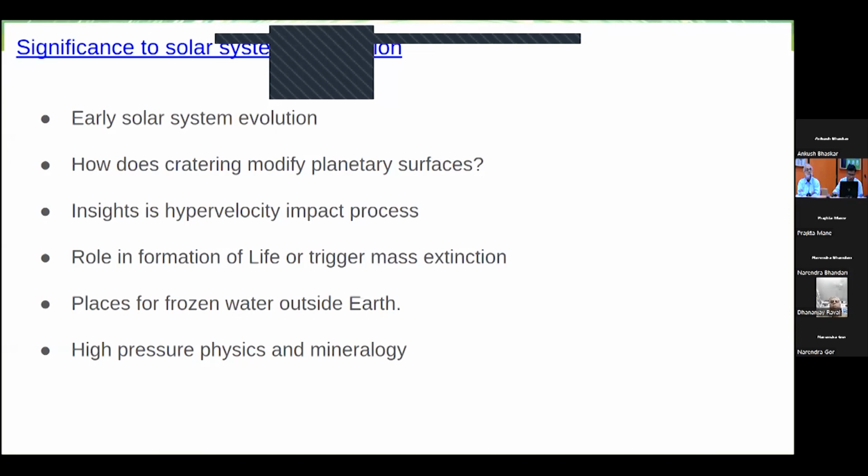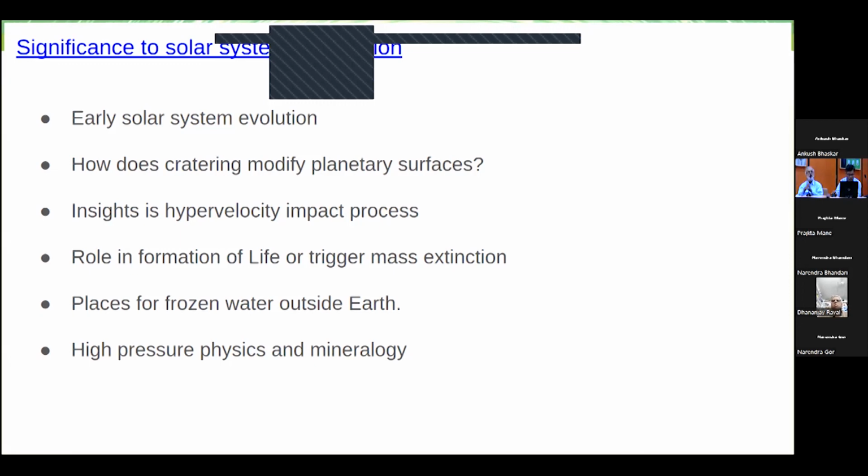Then, places for frozen water outside Earth. This is one of the indirect importances, like the craters on the Moon. There are some big craters near the polar region that are always in shadow, where sunlight doesn't reach. These craters harbor water in frozen form. Those are the places where we can search for water signatures on other satellites or moon-type objects. And Chandrayaan has already done that, finding water in these polar regions, hiding inside some craters.